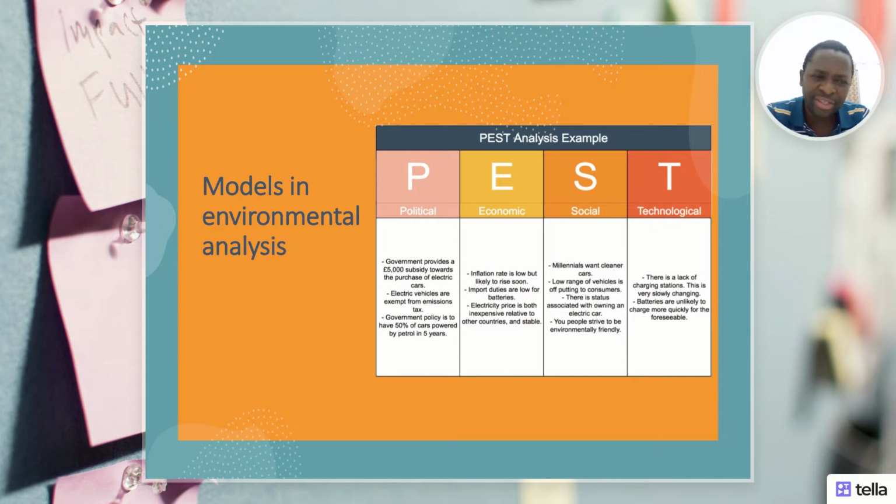The first model which we are going to discuss is the PESTEL analysis example, which looks at the political, the economic, the social, and technological aspects which global marketers need to take into consideration. These variables are quite important to have an appreciation of because organizations need to adapt to these variables.